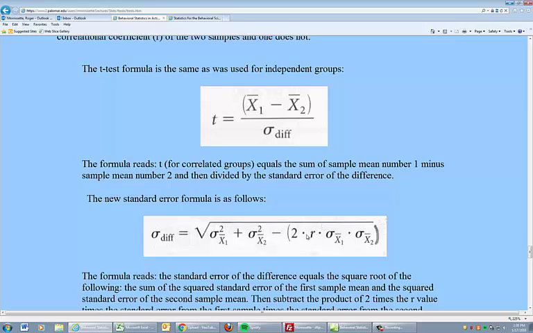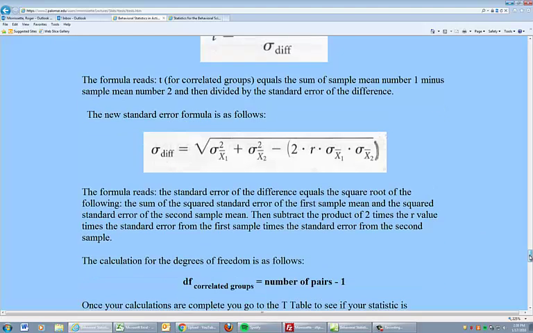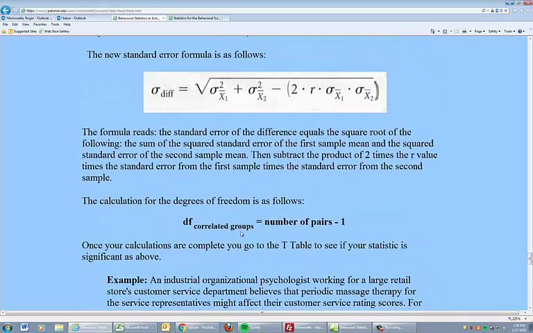But then you want to take advantage of the correlation coefficient. So we're going to subtract 2 times the r value that'll be given to you, and then do this one more time without the squares: s over square root of n for the first one, s over square root of n for the second one. All right, so it's a large denominator to calculate, but you can do it. Degrees of freedom for correlated groups is number of pairs minus 1.